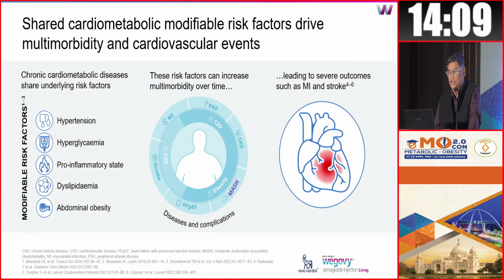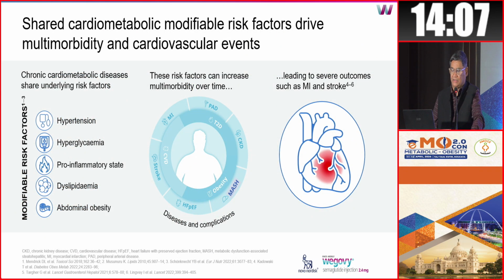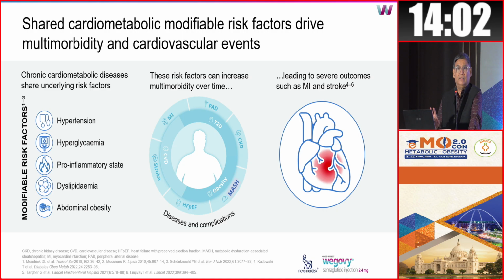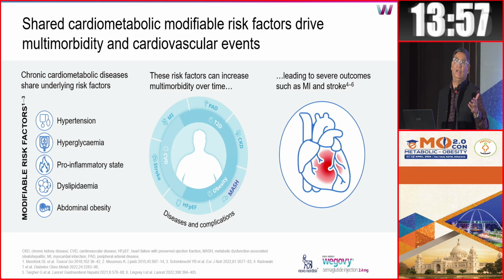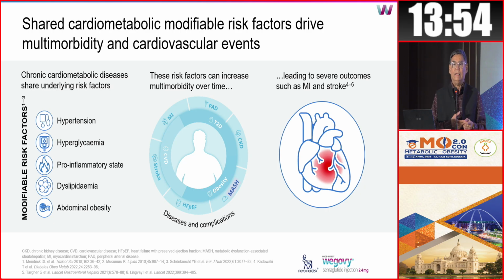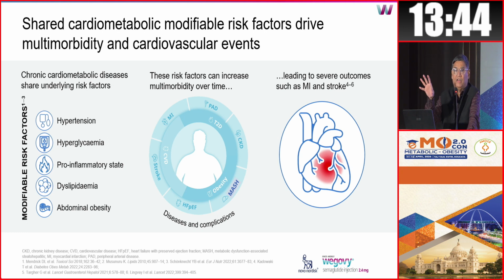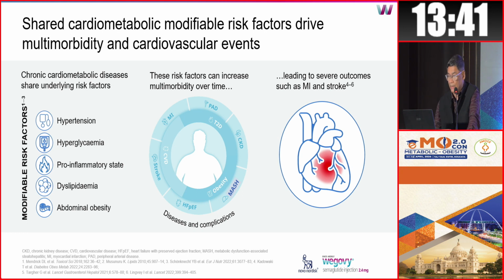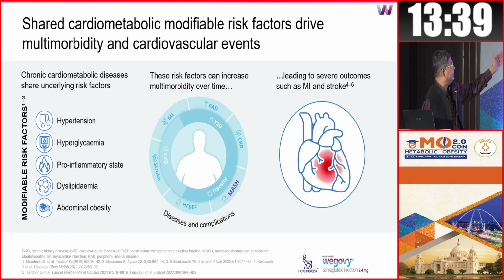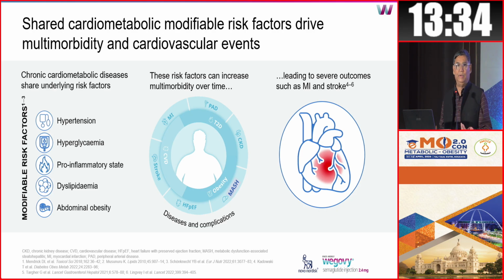Now, if you look at shared cardiometabolic modifiable risk factors, multimorbidity and cardiovascular events, you will find some commonality. I am very pleased to share that in DRCP I wrote an article about MASLD and its hepatic and cardiovascular outcome, published in November 2024. So that's what I was trying to talk about, how MASLD can be a risk factor for cardiovascular and hepatic disease. Now let's look at the commonality: hypertension, hyperglycemia, pro-inflammatory state, dyslipidemia, and abdominal obesity.